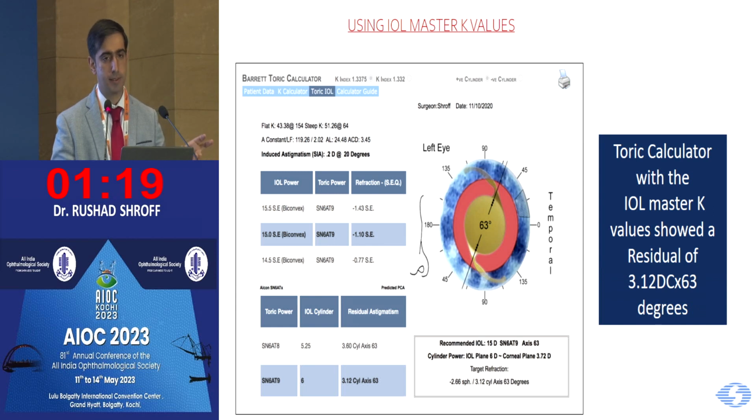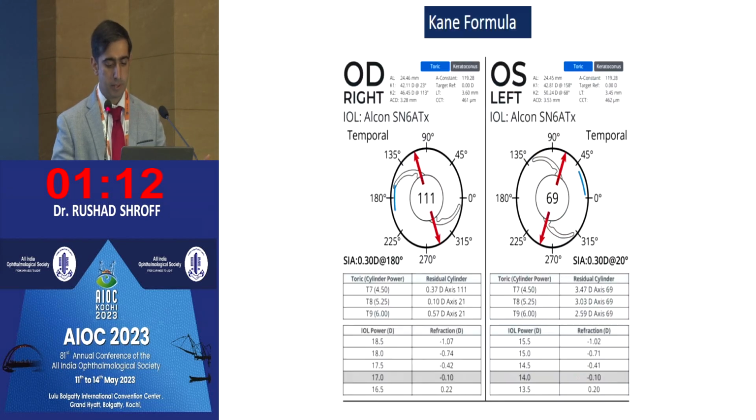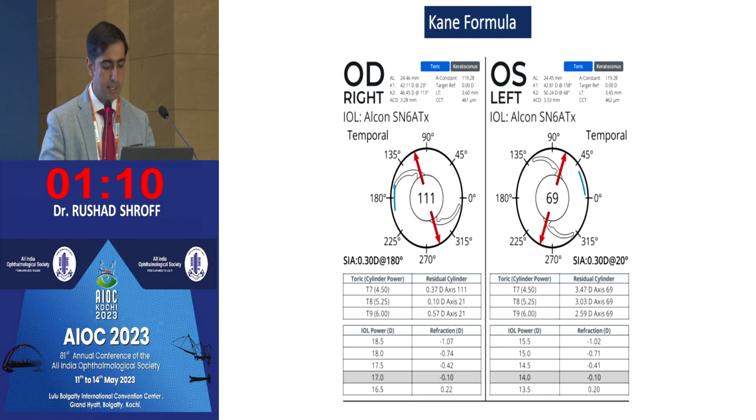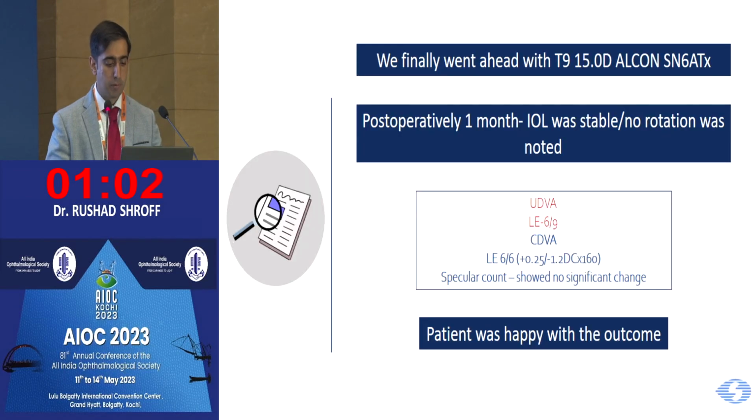What I'm trying to say is it's important to compare all these devices before you actually go ahead with the toric implantation. We also did the EKR, and we also used the Kane formula. The Kane formula seemed to correlate very well with the Barrett Universal 2 formula in this particular case. Post-operatively, there was a residual refractive error of minus 1.25 cylinder and plus 0.25 spherical error.